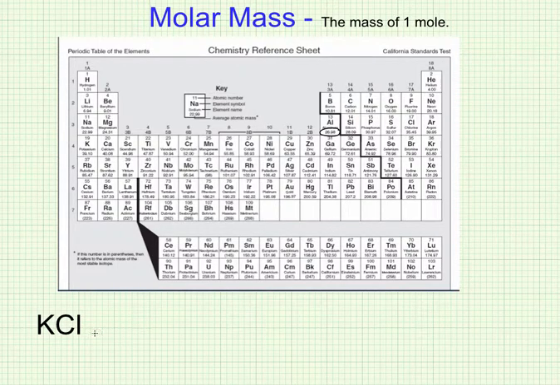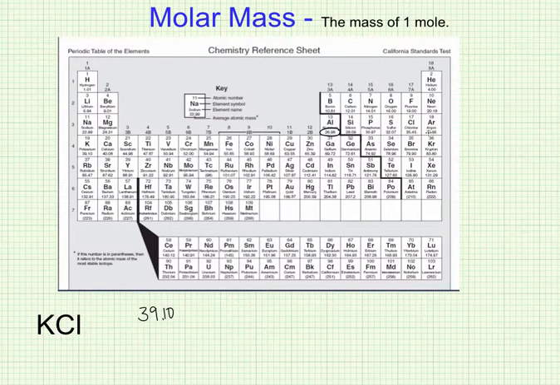So let's do this example of potassium chloride. We have potassium chloride and we need to know the molar mass. Elements that are metals are on the left-hand side, so potassium is over here, and you can see that it has a mass of 39.1. So I'm going to write down 39.10. I've got 1 potassium, I have 1 chloride.